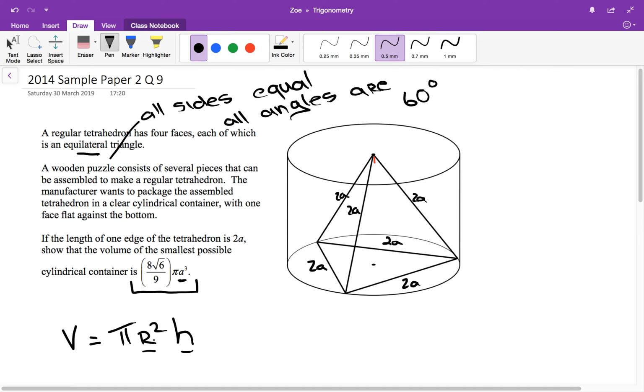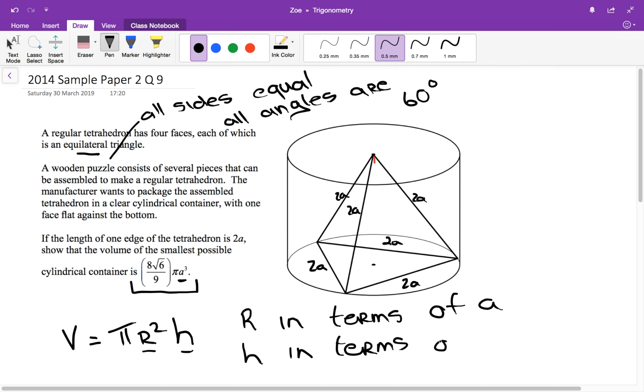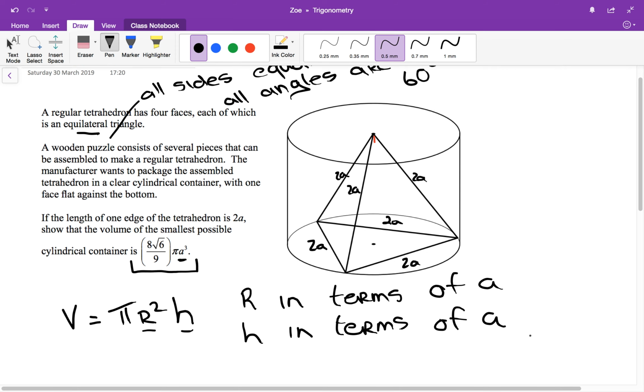So this is the formula for the volume of a cylinder. But, sorry, the reason I have this underlined here is because I was making a note in my head that even though this is what I'm going to fill in, there's no r and there's no h in this final answer. The only variable is a, so I'm going to have to write r in terms of a, and I'm going to have to write h in terms of a.